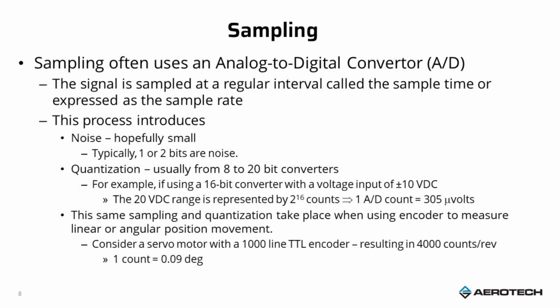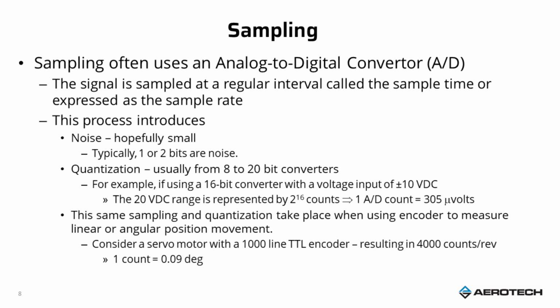Typically sampling occurs with an analog to digital converter. And the question is, well, how many bits should I use? Typical converters are anywhere from 8 to 20 bits. It's very common to use a 16-bit converter with an input voltage of, say, plus and minus 10 volts DC. So we have a 20-volt range and 2 to the 16th counts, and one A to D count is about 305 microvolts. Then we have to look at our sensor and ask, what's the scaling of our sensor? And we get that one A to D count is, let's say, so many degrees of motion.